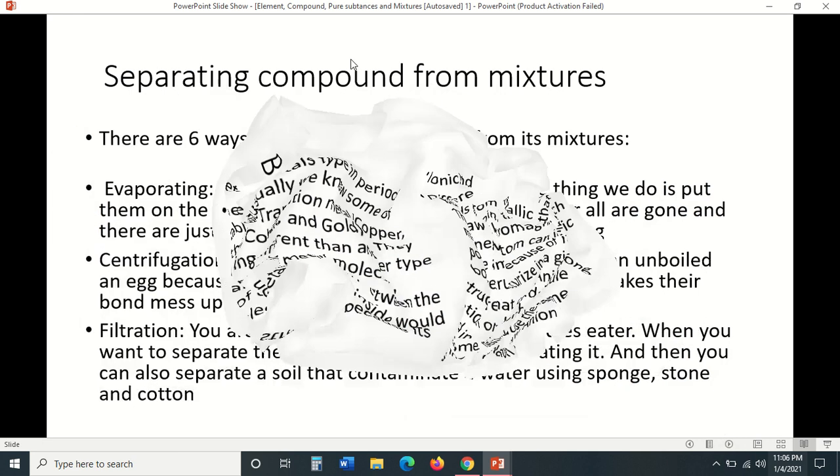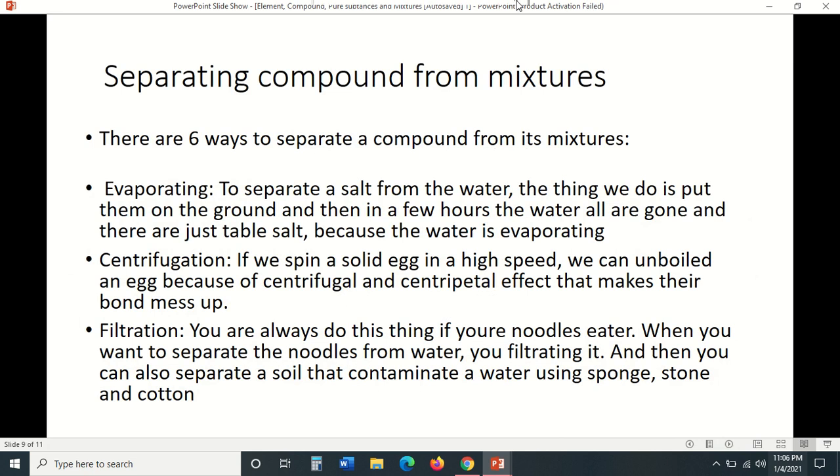Okay, next. Separating compounds from mixtures. There are six ways to separate a compound from its mixtures, like how we can separate table salt from seawater. How can we get it? I just want the table salt. I don't want the water. How can I get the table salt from the water?